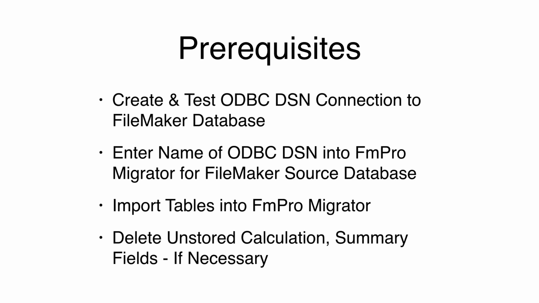At this point, you should already have created and tested an ODBC DSN connection to your FileMaker database. The name of your newly created ODBC DSN should be entered into the FmPro Migrator field for the source FileMaker database. You should have already imported tables into FmPro Migrator from FileMaker, where you can now see them listed in the migration process window. If you have unstored calculation or summary fields in a FileMaker database table with more than 10,000 records, you may need to delete these fields before running the Get Field Size step.